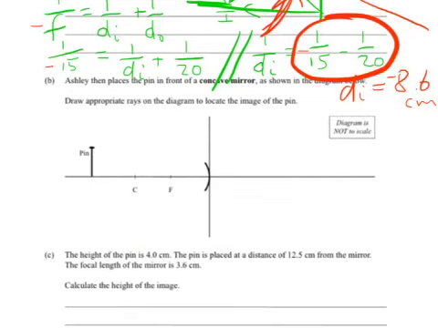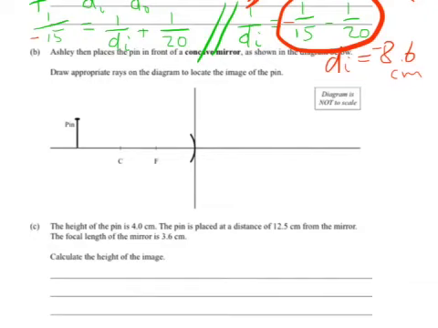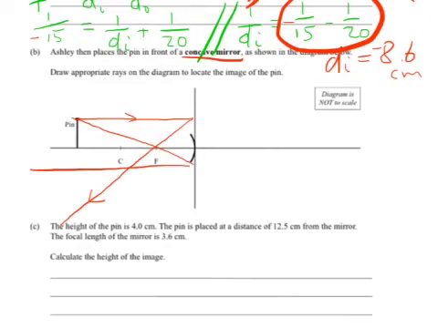B. Ashley then places the pin in front of a concave mirror. Okay, so now we're back where I thought we were, as shown in the diagram. Draw appropriate rays on the diagram to locate the image of the pin. So C is going to be the centre of curvature, F is a focal point. We're going to draw a parallel light ray that reflects through the focal point, and we're going to draw a light ray going through the focal point that reflects parallel, and that gives us our image. We should use a ruler where possible. Okay.